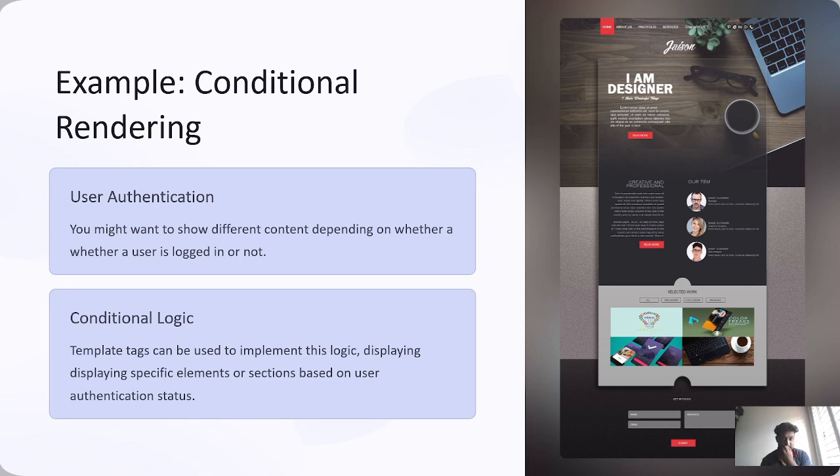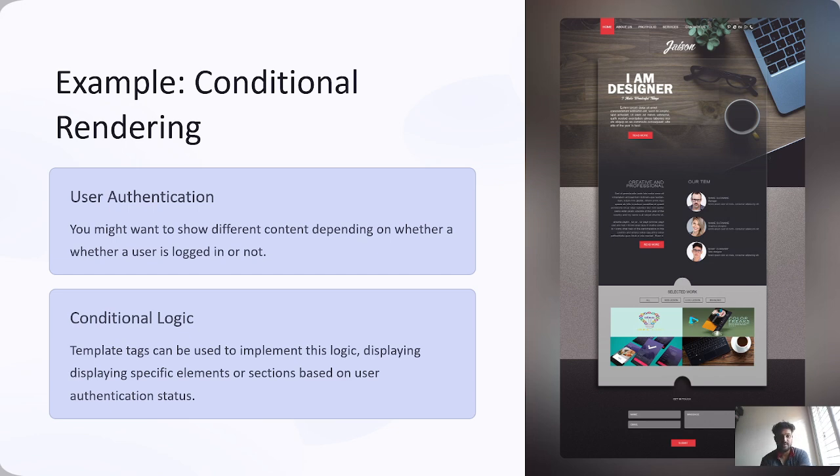Example for conditional rendering: user authentication and conditional logic. In user authentication, you might want to show different content depending on whether a user is logged in or not. Conditional logic: template tags can be used to implement this logic, displaying specific elements or sections based on the user authentication status.